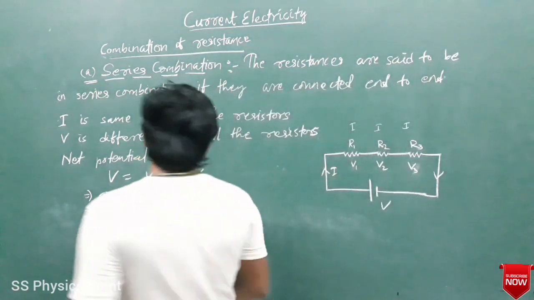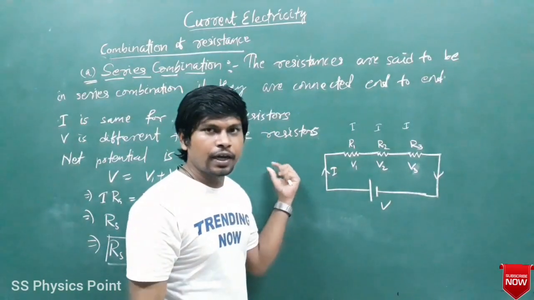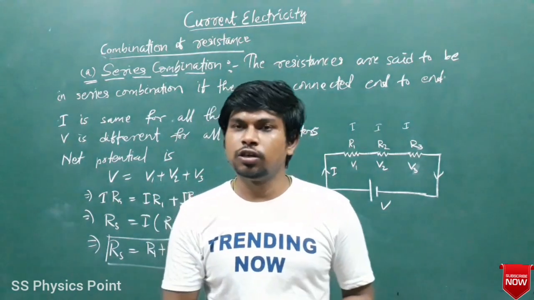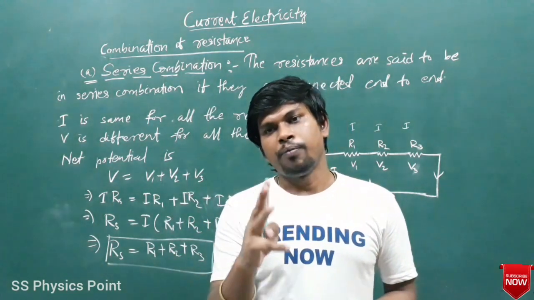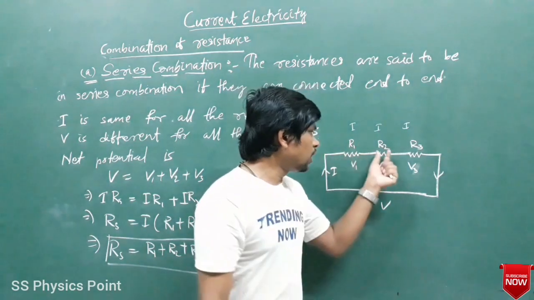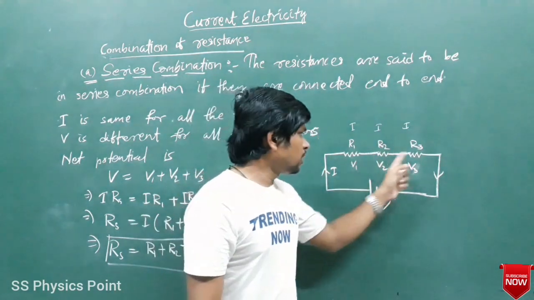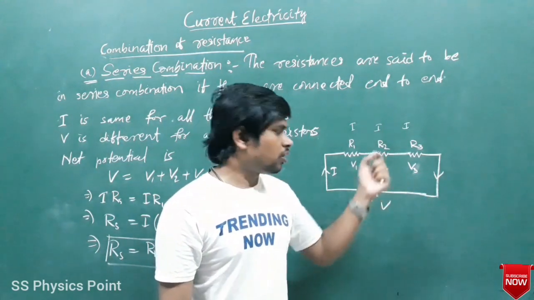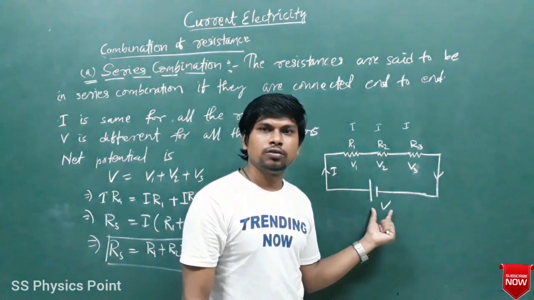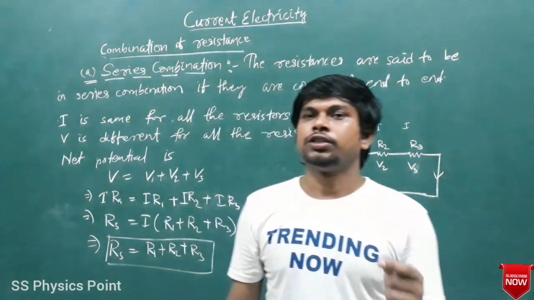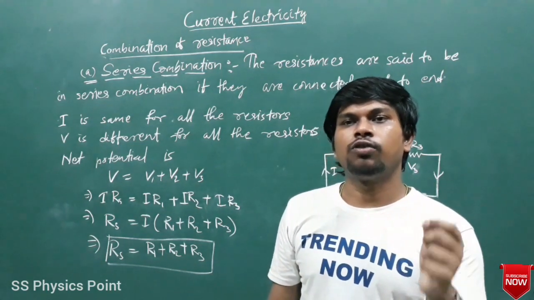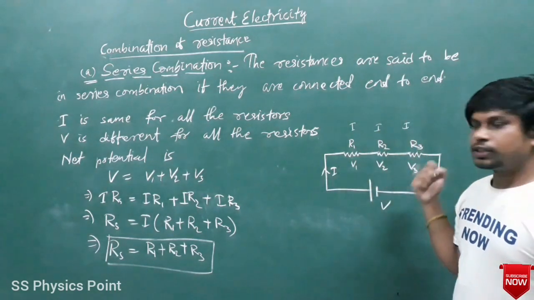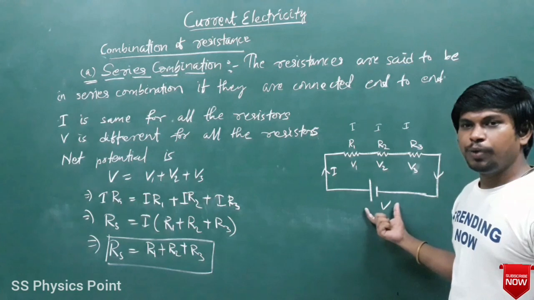Next, after writing that, write that let us consider three resistors having resistances R1, R2, R3. They are connected in series with a potential or battery of V volt. Just write it properly: let us consider three resistors of resistances R1, R2, R3 connected in series with a potential or battery of V volt.